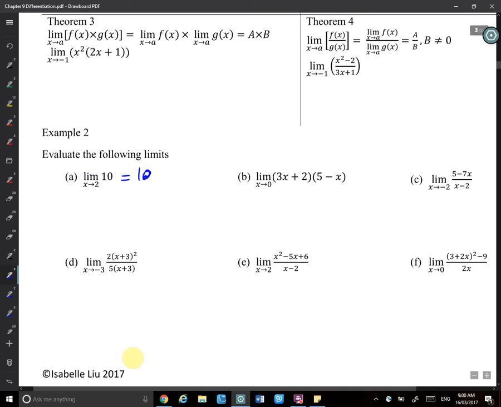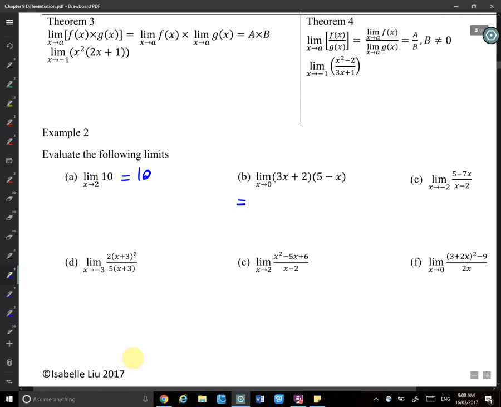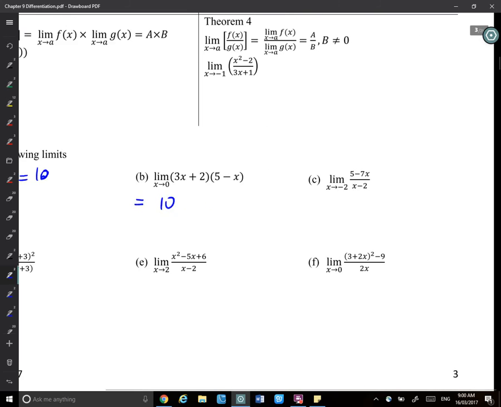Part B. Do we have a denominator? No denominator, everything is good. Substitute 0 in directly. So 2 times 5, which gives me 10. Yes, 2 times 5 gives me 10. So still 10.